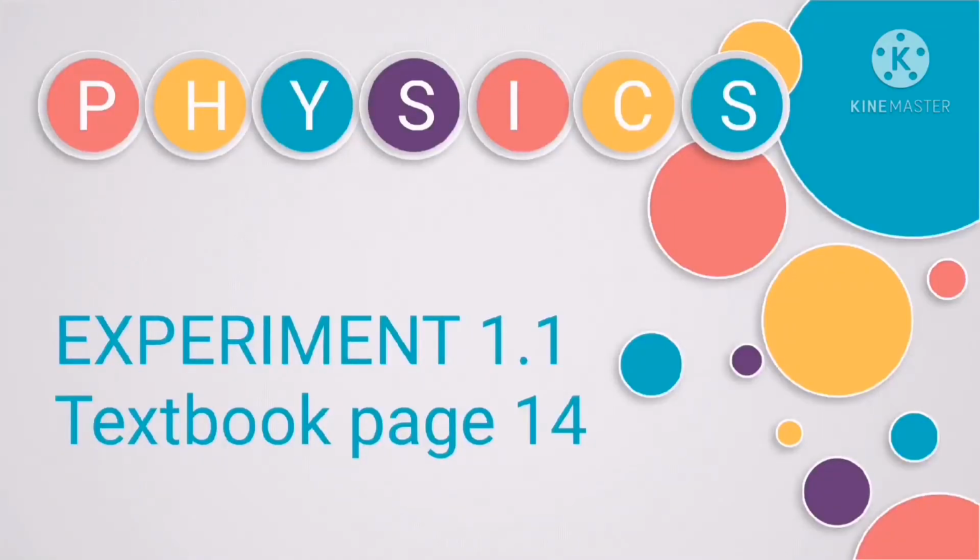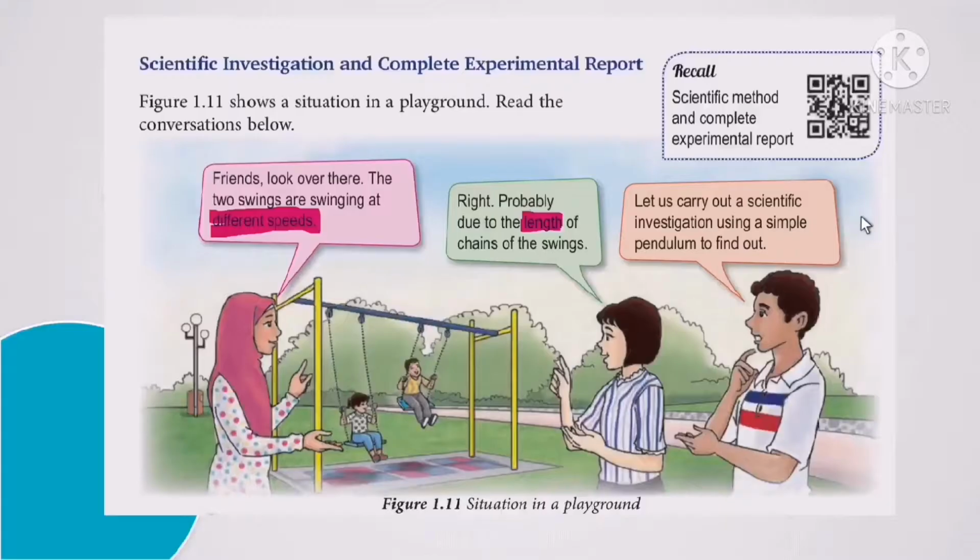Today we are going to continue with experiment 1.1 on your textbook page 14. If we look at the situation here, the two swings are swinging at different speeds. This is probably due to the length of the chains of the swings. So we are going to carry out a scientific investigation using a simple pendulum to find out.